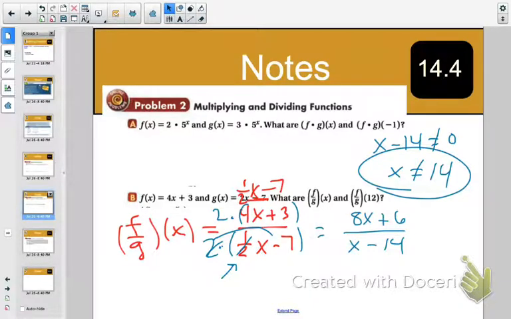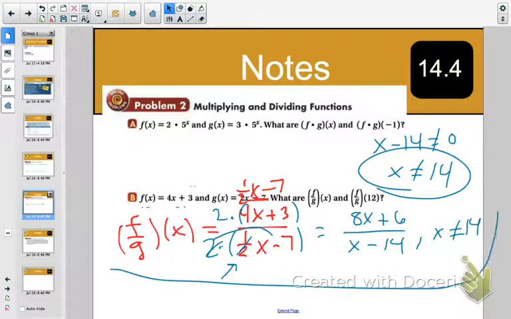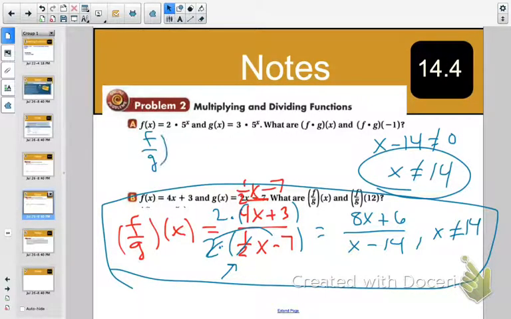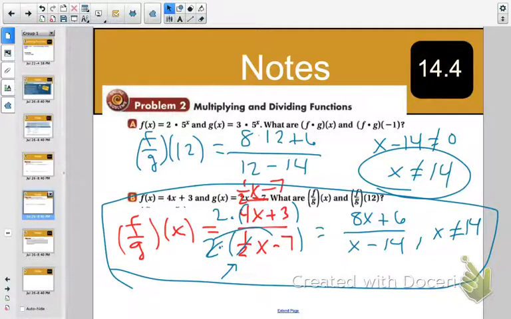But this is your function. You would say, comma, x does not equal 14. So this would be your function there. And then when you plug in 12, f over g of 12, plug it in for x, so 8 times 12 plus 6 over 12 minus 14. 8 times 12 is 96. 96 plus 6 is 102 over negative 2. So that becomes negative 51. So f over g of 12 equals negative 51.